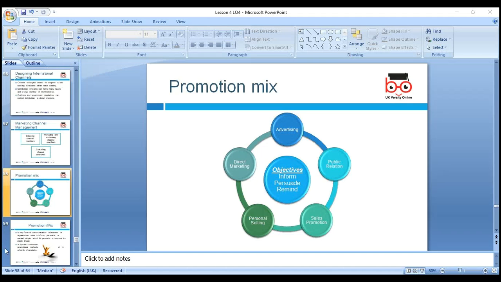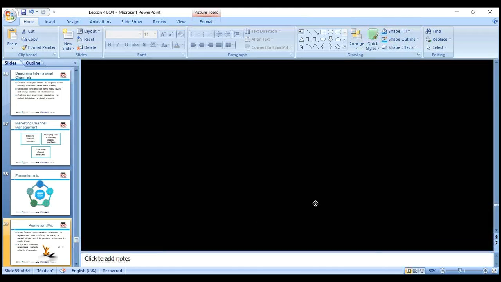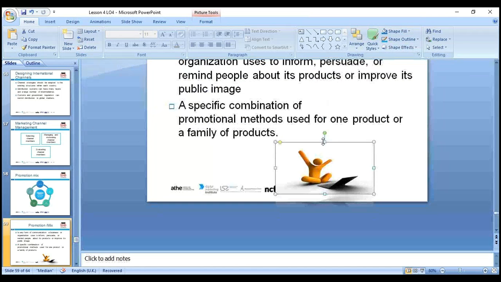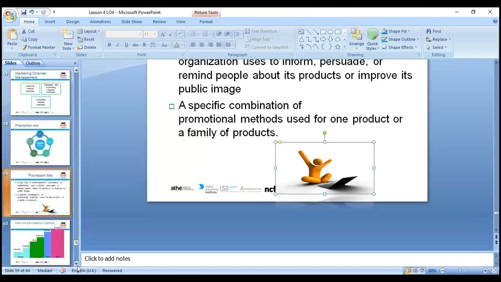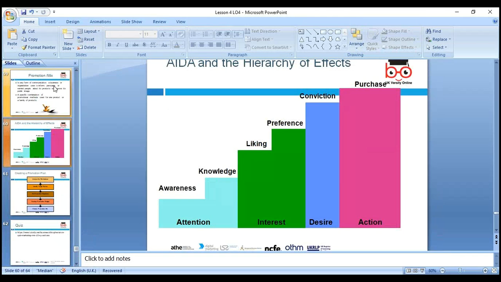Okay. Next, we're looking at the promotion mix, which is any form of communication by a business or organization. We need to make sure we have a family of products. We need to make sure why we do the promotion, and we use different ways to market.